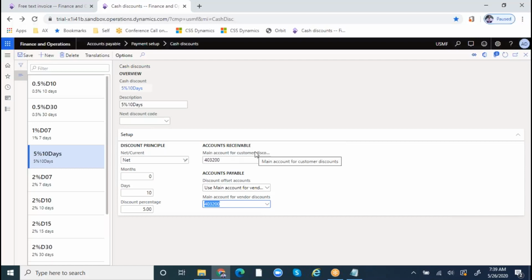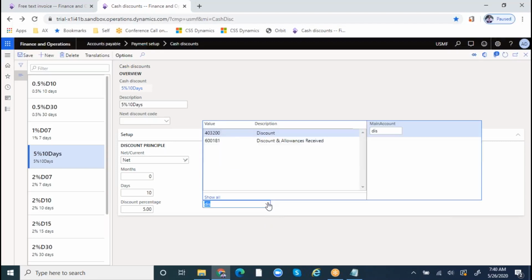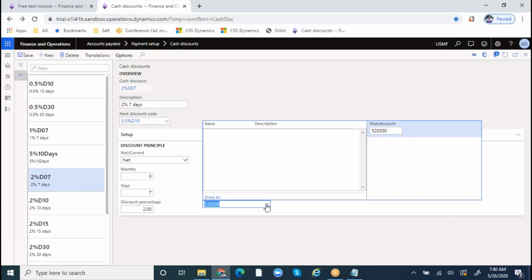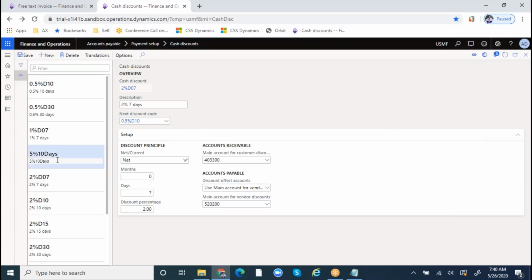This is customer discount. This is vendor account discount. This should not be this one. Give me 1 second. Let me map. Okay. 5, 2, 0, 200.